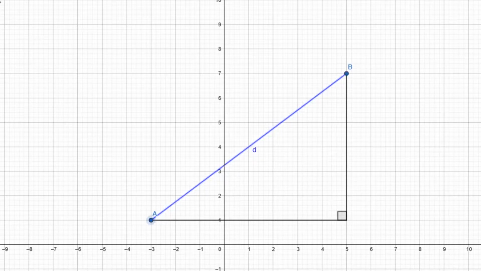Let's actually have a look at the coordinates of the points. Point A has coordinates -3, 1. Point B has coordinates 5, 7. So that means the length of this horizontal line, it has to take us from -3 x coordinate up to a 5 x coordinate. It's got a length of 8. And the vertical line, that's got to take us from a y coordinate of 1 up to a y coordinate of 7. That's got a length of 6.